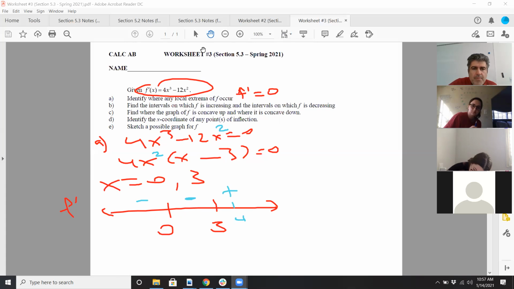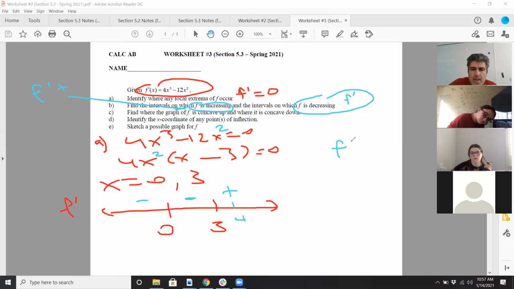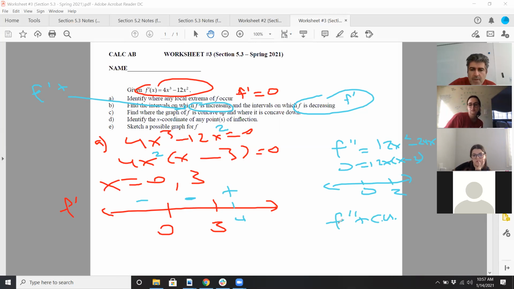For part B, where it's increasing or decreasing, remember f prime is negative for decreasing. For increasing, f prime has to be positive, so you should be able to do that easily. Concave up, concave down: remember, f double prime, you have to find that, which is easy. That's 12x squared minus 24x. Set equal to 0, factor out 12x. Do a sign chart for your second derivative. Remember, f double prime positive is concave up, f double prime negative is concave down.